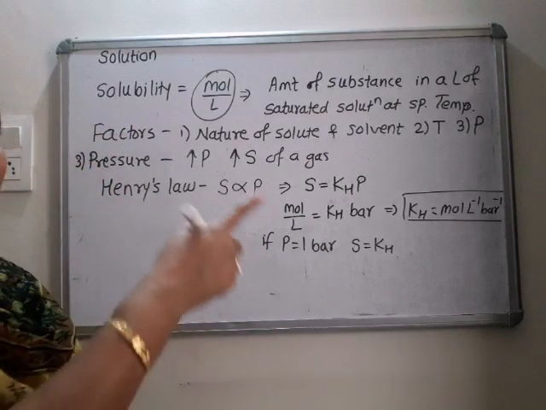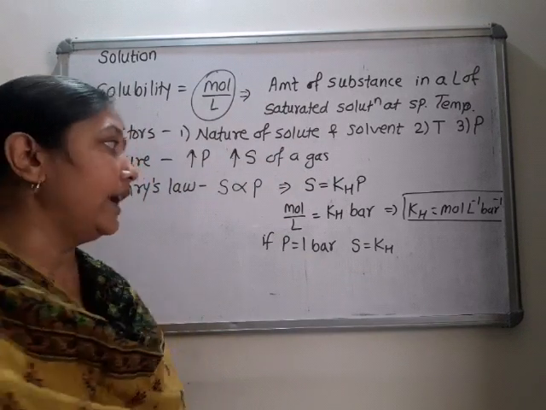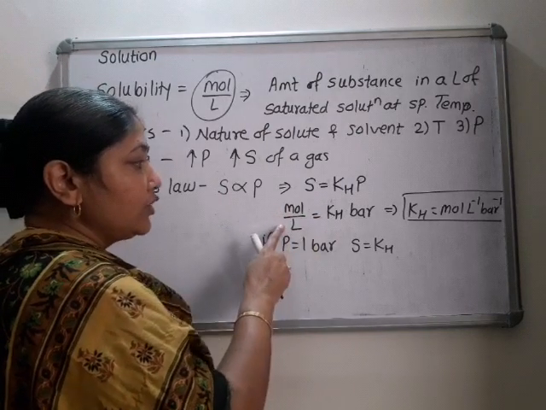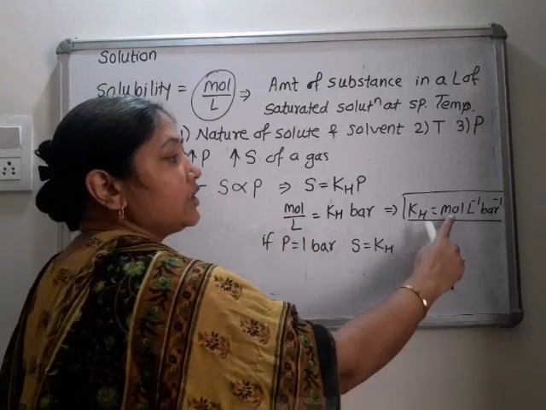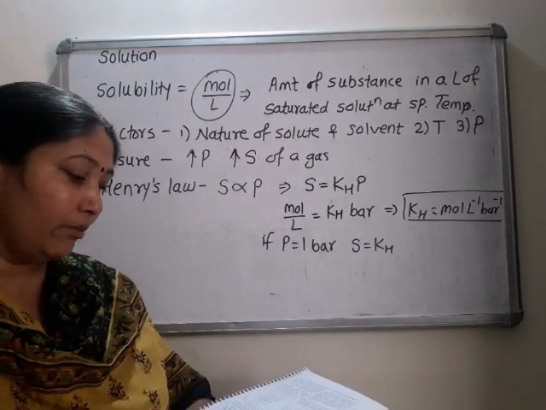Solubility of a gas in a liquid is directly proportional to the pressure over that gas. The unit of solubility is mole per liter. The unit of KH is mole per liter per bar.